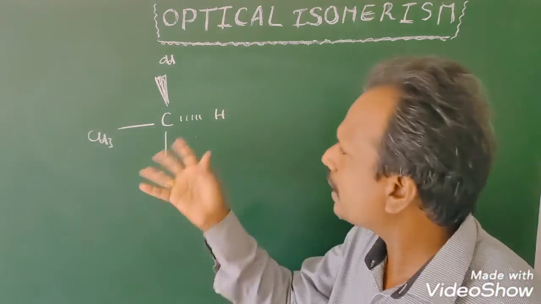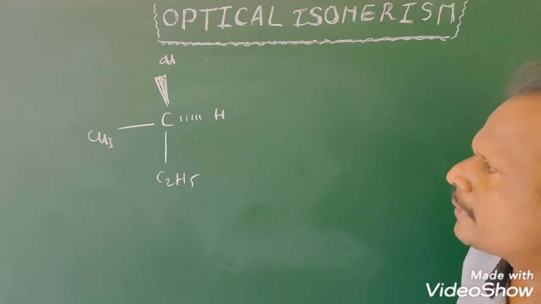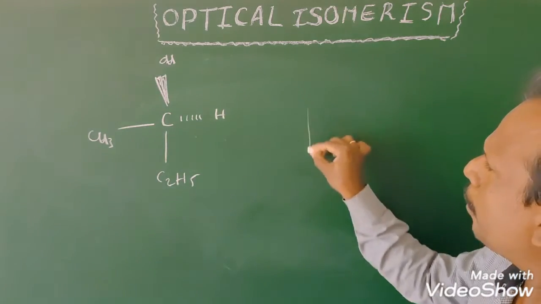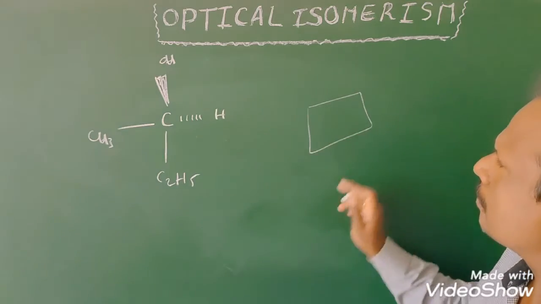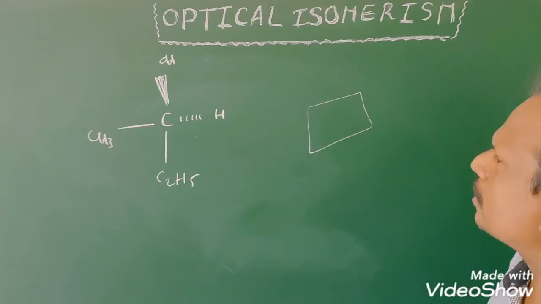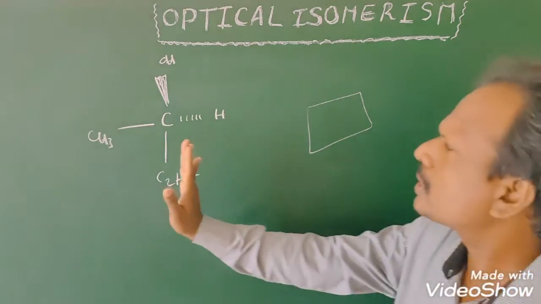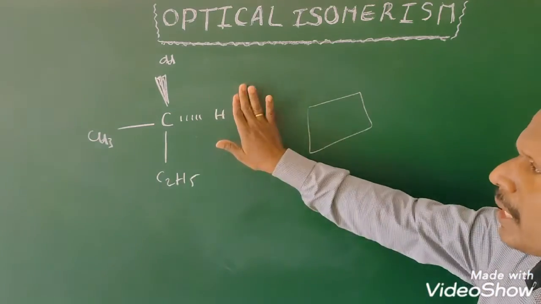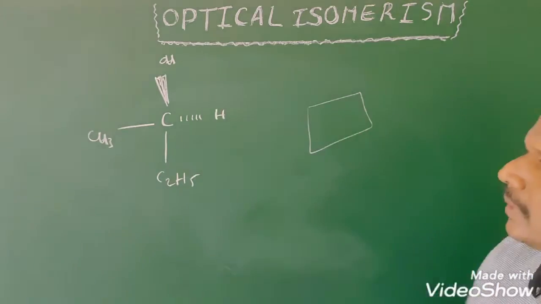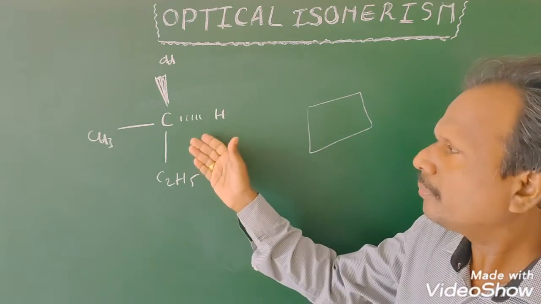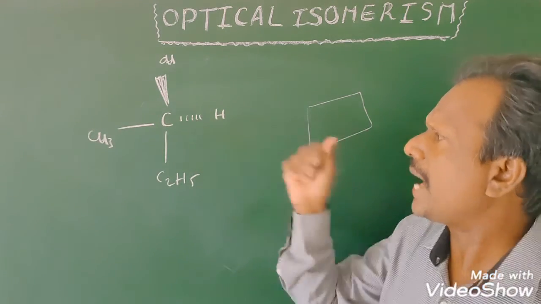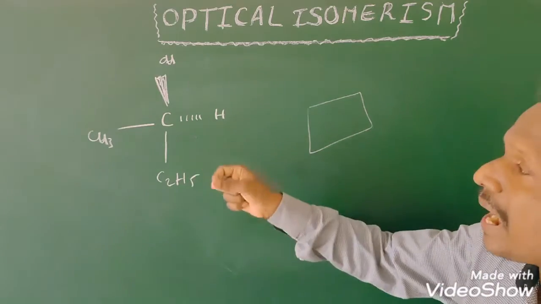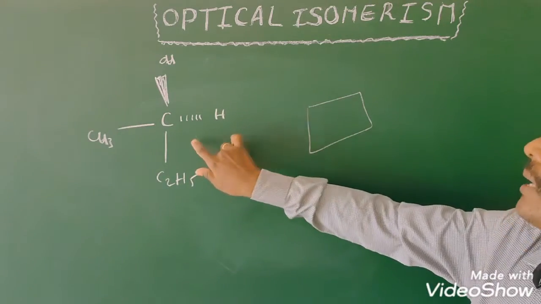There is no chance of center of symmetry, because cyclic compounds generally exhibit center of symmetry. So there is no center of symmetry. That means in this compound, plane of symmetry and center of symmetry are absent. That means this compound is optically active. Absence of these two symmetries leads to optical activity in the organic molecule.